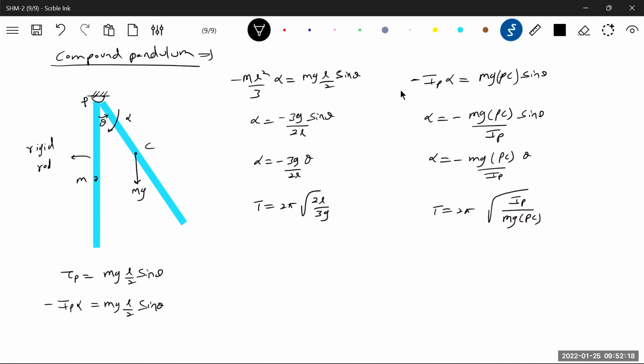So what is that PC? PC is the distance of separation between the center of mass and point P. And what is Ip? Moment of inertia of that rigid body about the point of suspension P. This will become a generalized formula. This is applicable for any rigid body. The point of suspension will vary, the distance PC will change proportionally, calculate the moment of inertia and work it out.